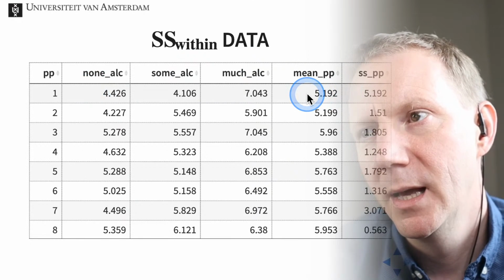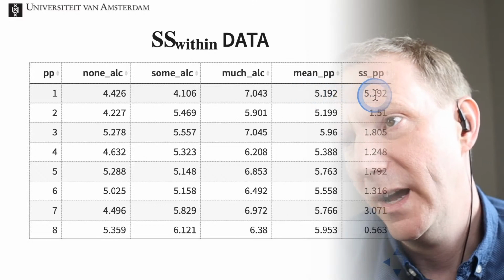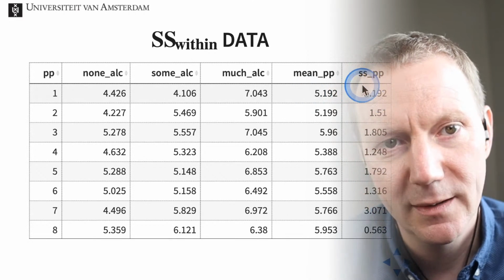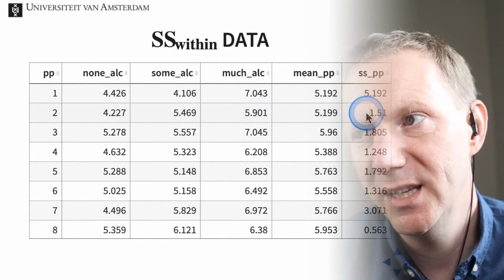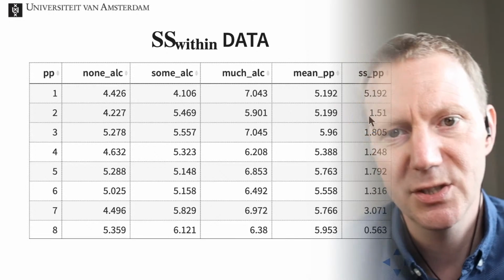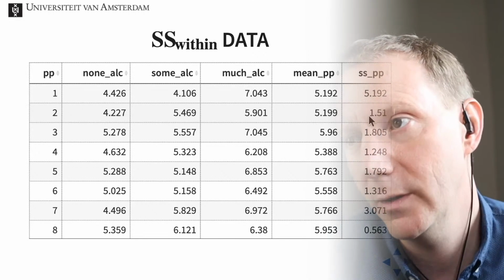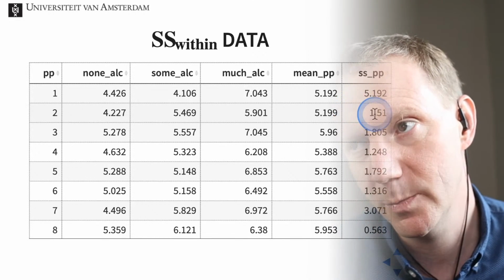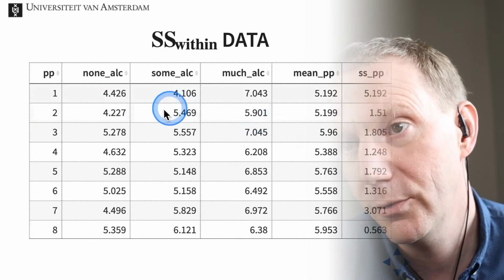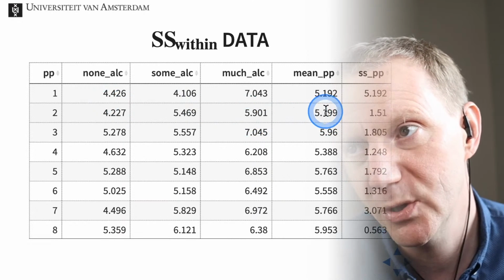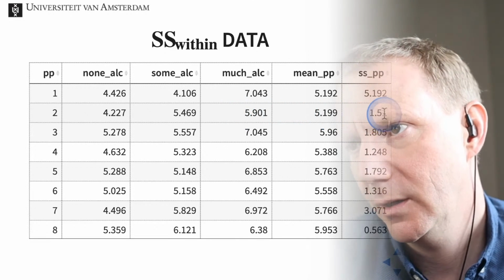And if you square these distances, add those 3, we will get 5.1, which is the sums of squares for that individual. And what you see is that for each individual you have different sums of squares. Some individuals have a lot of internal dispersion, and others have a bit smaller internal dispersion. For example, the second person here scores in all 3 of the conditions compared to their personal mean really close. So this is only 1.51.